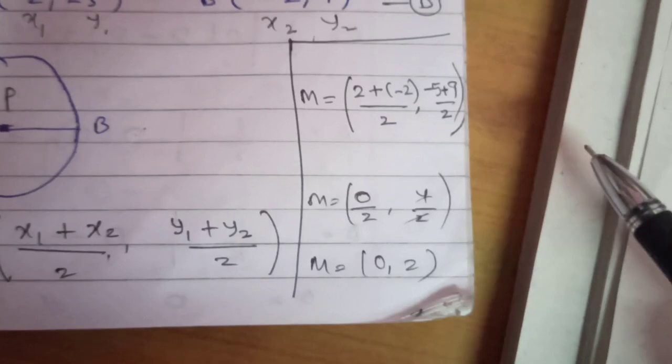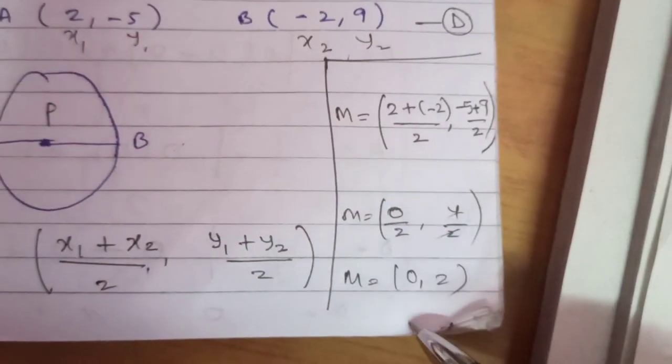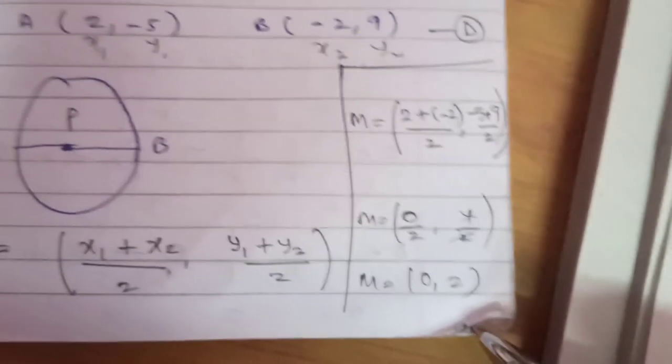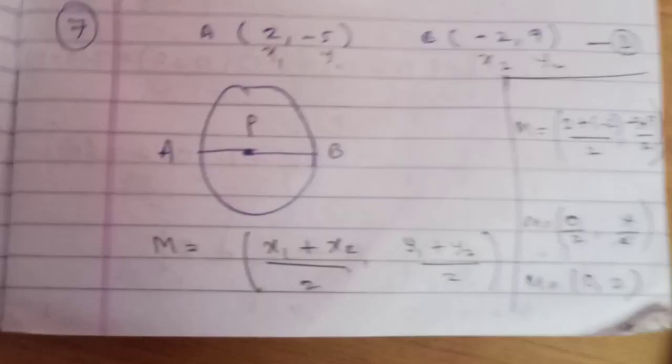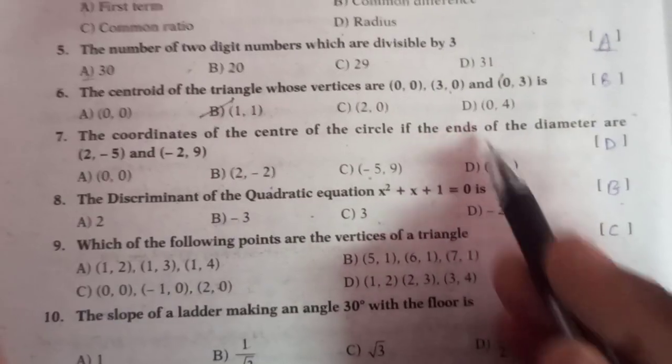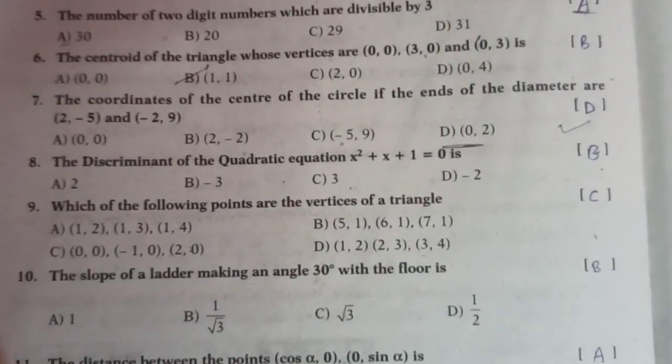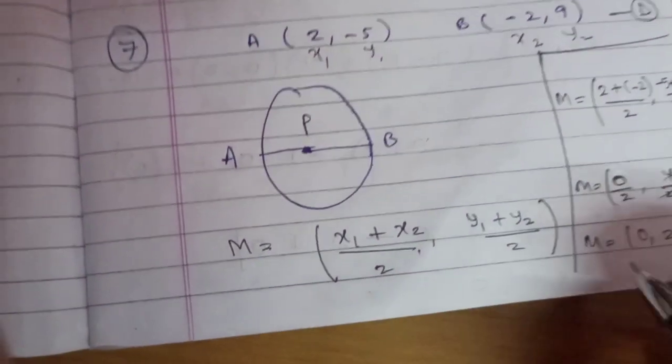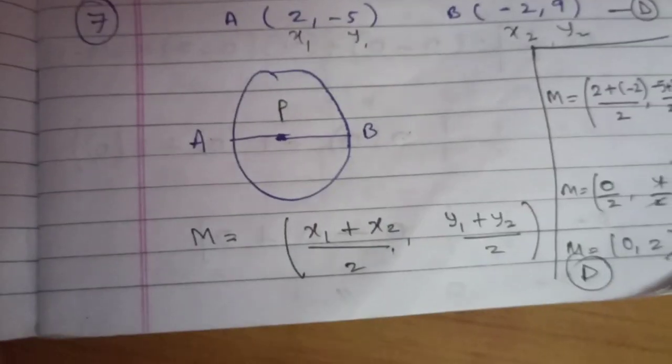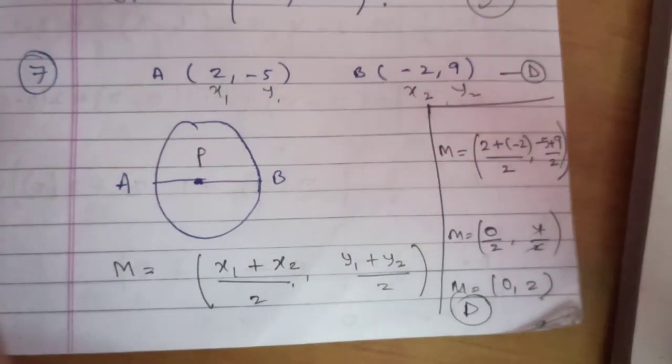2 ones are 2, twos are 4. 0 by 2 is what? 0. 4 by 2 is what? 2 ones are 2, twos are 4. 0 comma 2. So here 0 comma 2 is the option D. Option D. 0 comma 2. So here is what? Option D. Is it clear? Now next question.